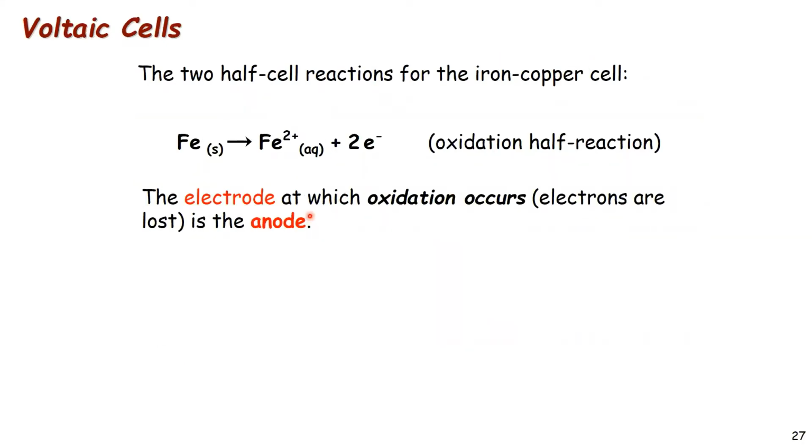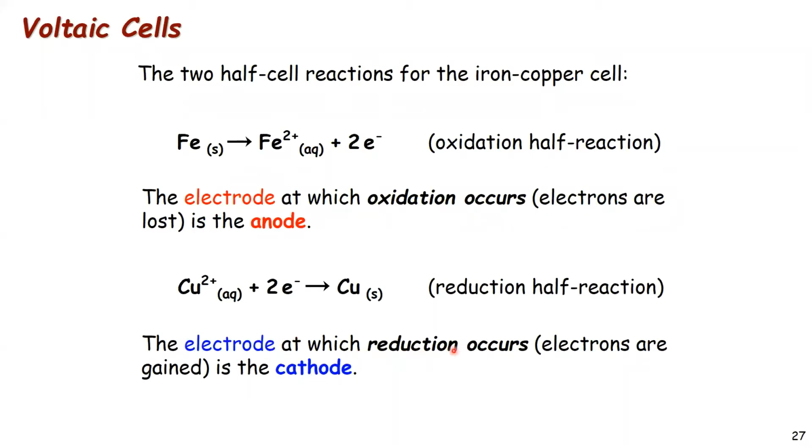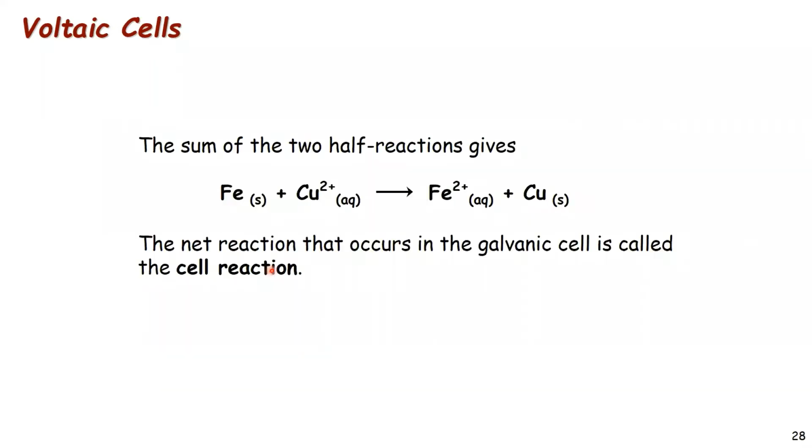So again, just as a quick recap, the electrode at which the oxidation occurs is called the anode. The electrons are lost or released to the external circuit. And the electrode at which the reduction occurs is called the cathode. So this is the reaction that uses those electrons from the oxidation half reaction. Now the sum of the two half reactions gives the overall reaction, which we call the cell reaction. So the cell reaction is simply the overall reaction. And again, remember, galvanic and voltaic mean exactly the same thing.